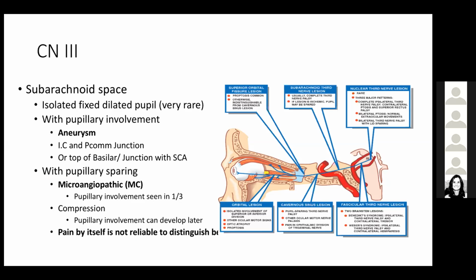And then if there is pupillary sparing, which is the most common presentation, they will have a microangiopathic cause, diabetes, hypertension. And it's classically taught as well that with the second entity, the microangiopathic one caused by diabetes or hypertension, patients have some discomfort. However, keep in mind this discomfort or pain by itself is not reliable to distinguish between the two.